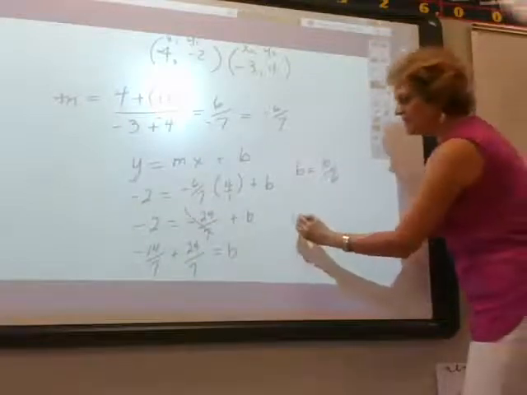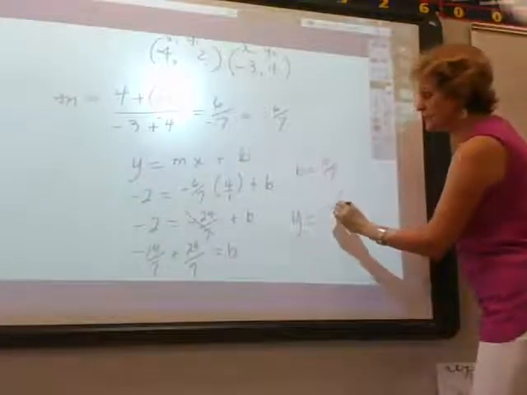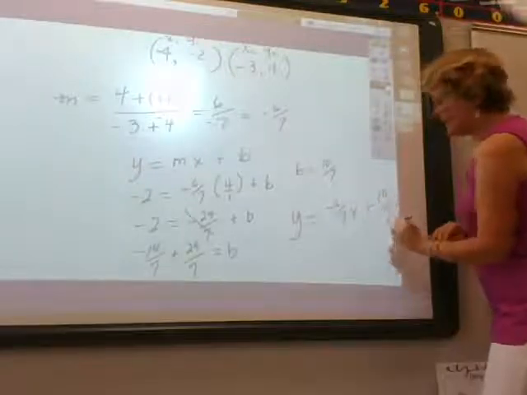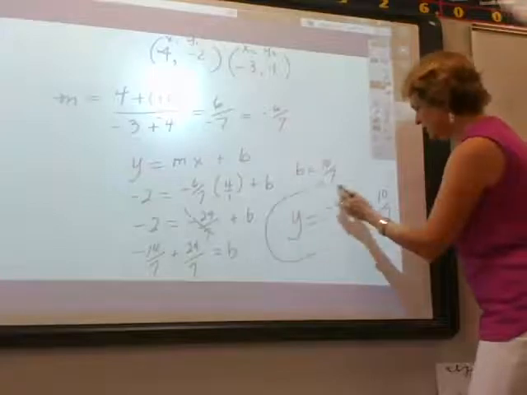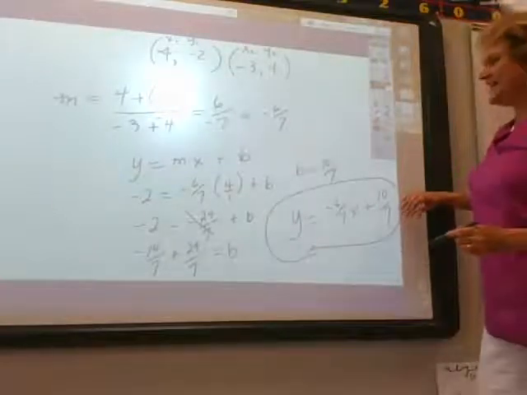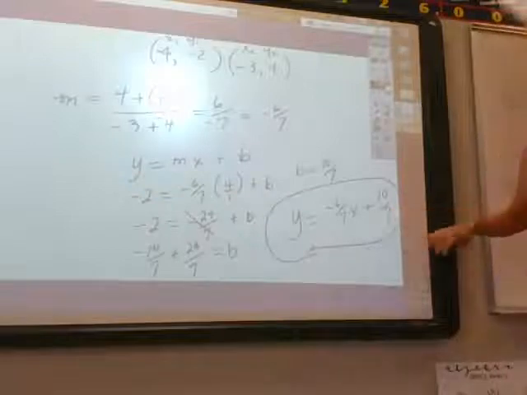So now I can write the equation. y equals the slope times x plus the b. Yes, some very funky numbers. They're not exactly fun to graph, but you can do it. All right, so that's example 2.